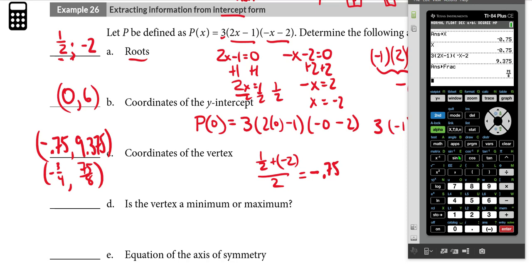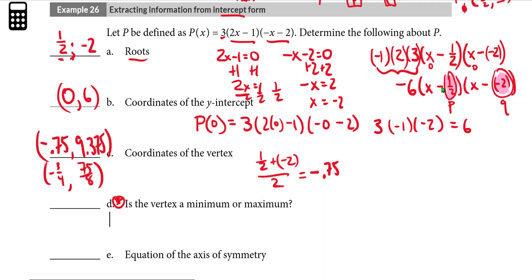decimal form there. Next, is the vertex a minimum or maximum? This is the example I was referring to where I said you got to be really careful to know whether you're looking at pure intercept form or just factored form. If you just look at factored form, it would appear that your a value is 3. But of course, in pure intercept form, we can see that our a value is not 3. Our a value is actually -6.